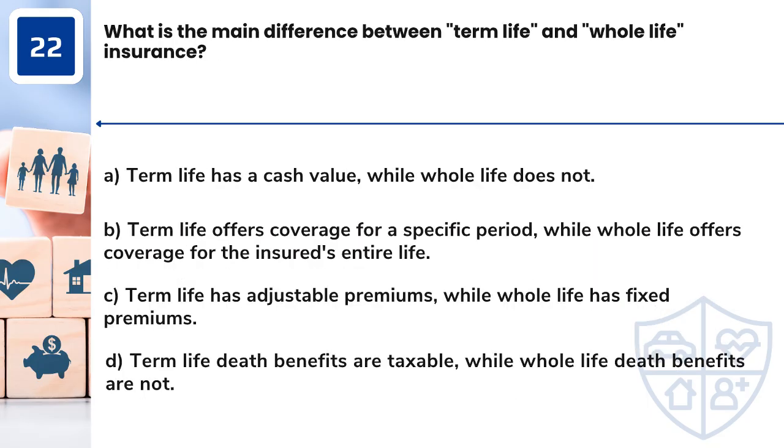Question 22. What is the main difference between term life and whole life insurance? A. Term life has a cash value, while whole life does not. B. Term life offers coverage for a specific period, while whole life offers coverage for the insured's entire life. C. Term life has adjustable premiums, while whole life has fixed premiums. D. Term life death benefits are taxable, while whole life death benefits are not.